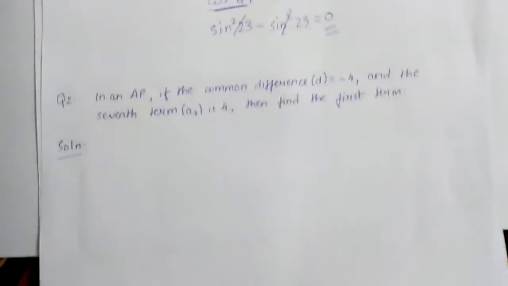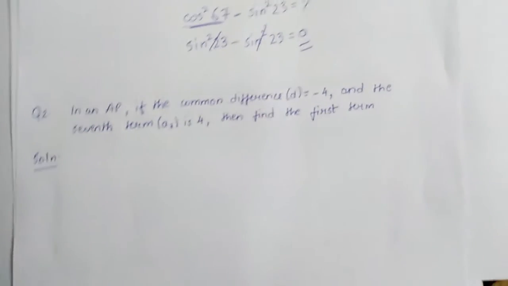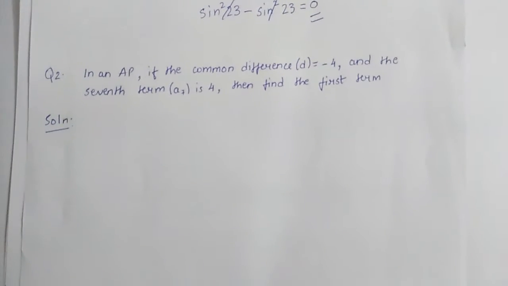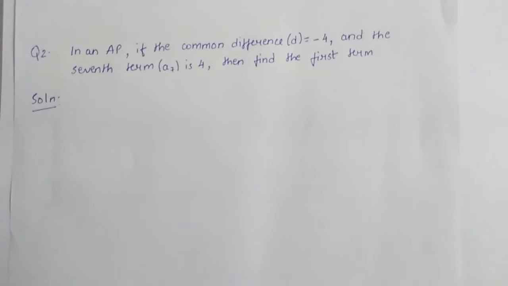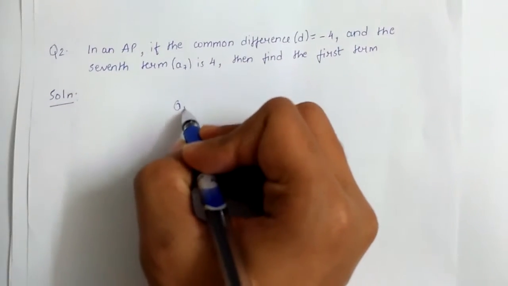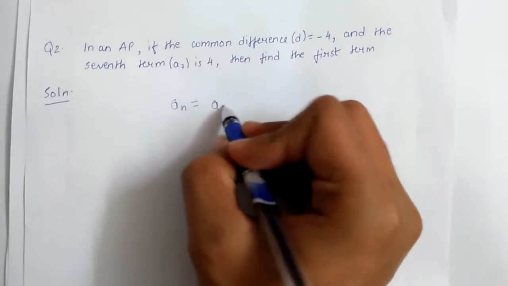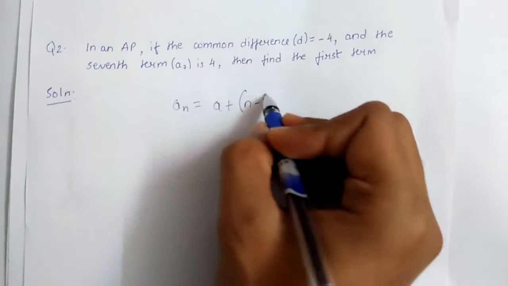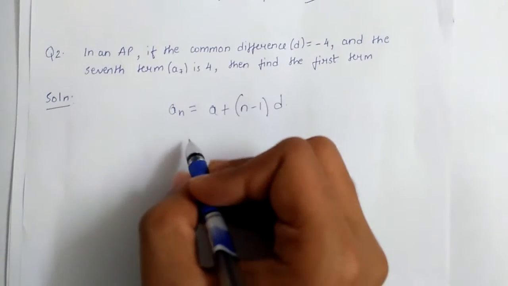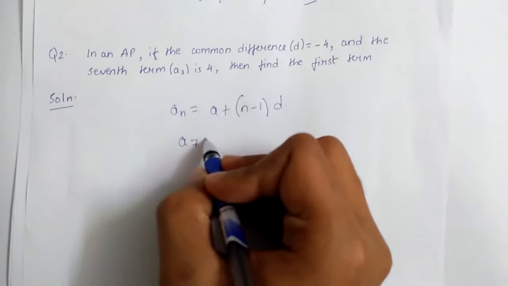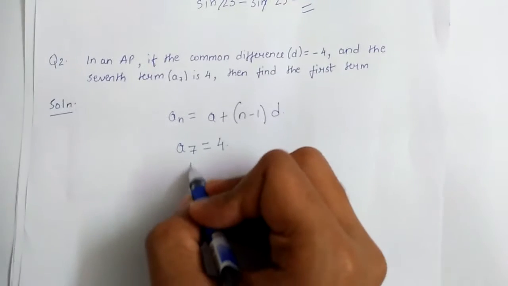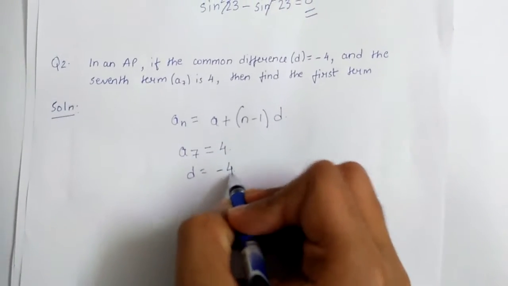The second question that we were asked is, in an AP, if the common difference D is equal to minus 4 and the 7th term is 4, then find the first term. So we know that the nth term of an AP is A plus n minus 1 into D. You are given the 7th term is equal to 4 and the difference is minus 4.